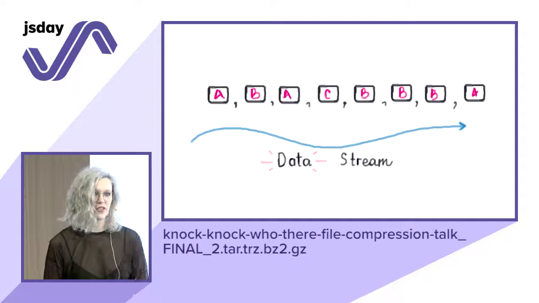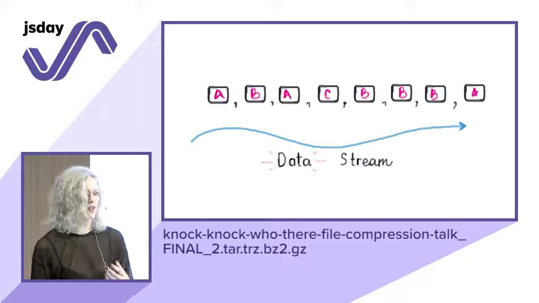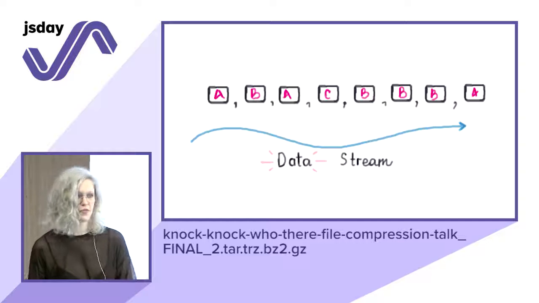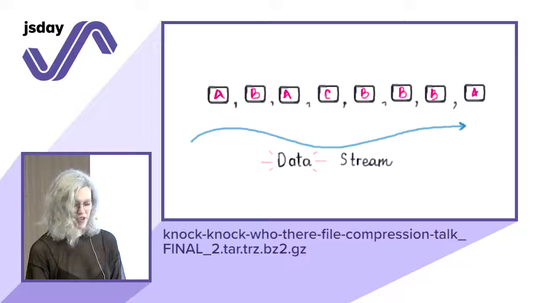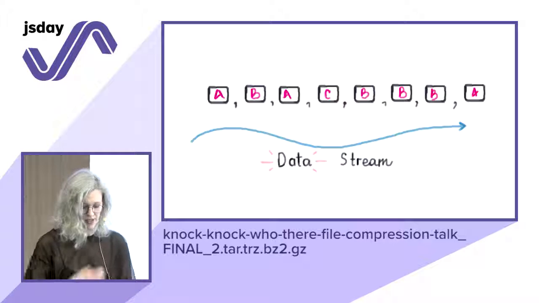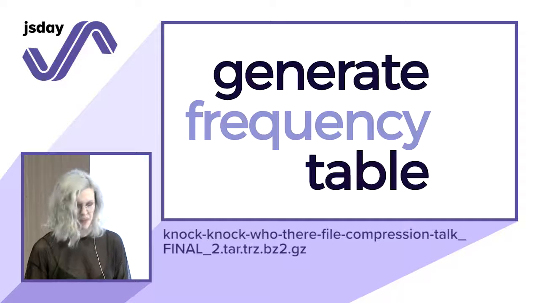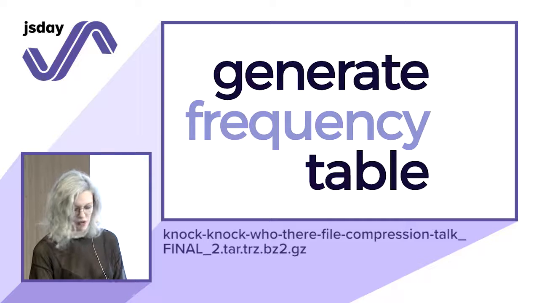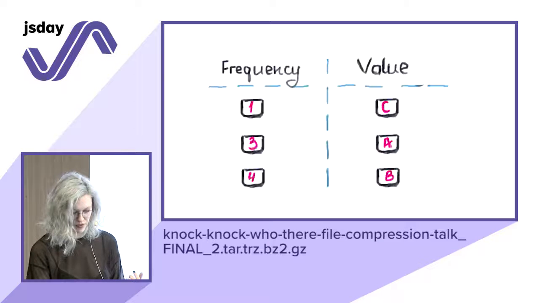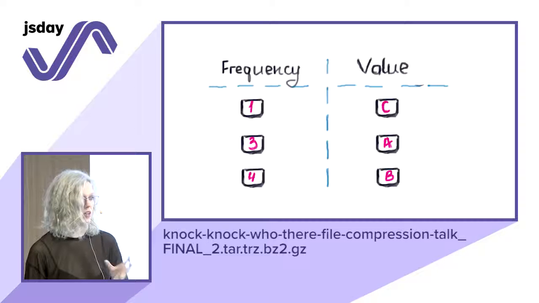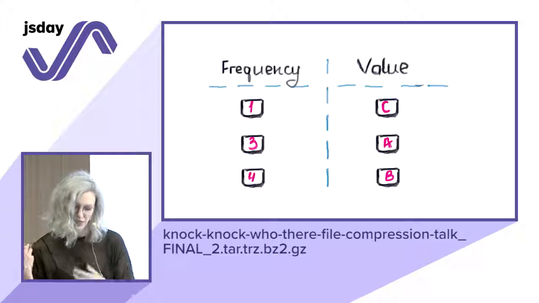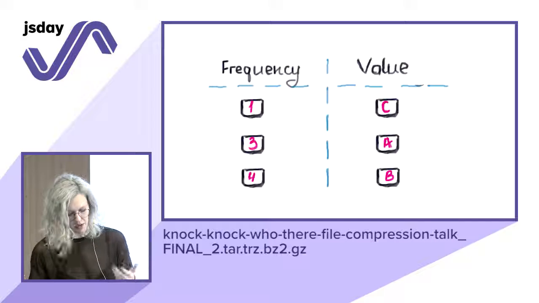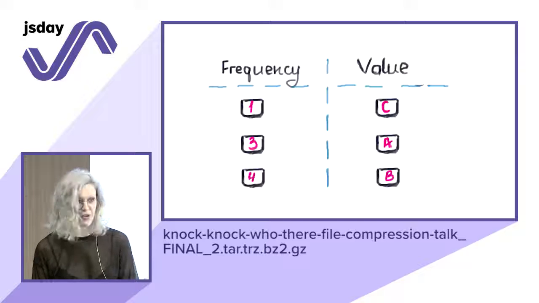You start off with a data stream. A lot of these compression algorithms work with streams, which is amazing. You go through that data stream and generate a frequency table. A frequency table lets you know how many times a single block of code appears in that particular stream. So C appeared once, A appeared 3 times, and B appeared 4 times.